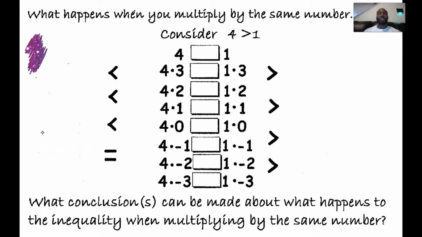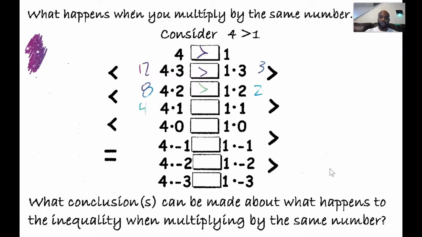It says, what happens when you multiply by the same number? Consider 4 is greater than 1. Now, interactively, you would move this over. Excuse me, this dog keeps walking around. All right, so 4 is greater than 1. We know that. So when I do 4 times 3, 4 times 3 is 12, and 1 times 3 is 3. So what's the inequality symbol that should go in? It's greater than. 4 times 2 is 8. 1 times 2 is 2. So what's the symbol? Greater than. 8 is greater than 2.